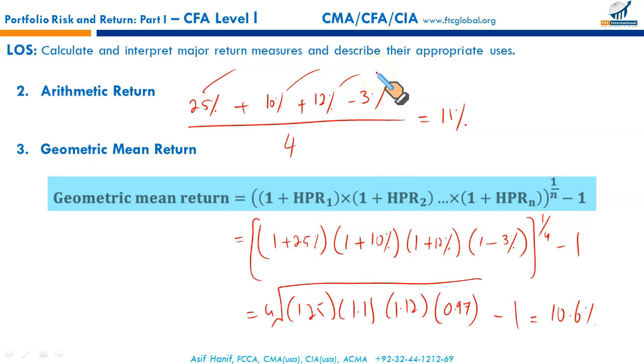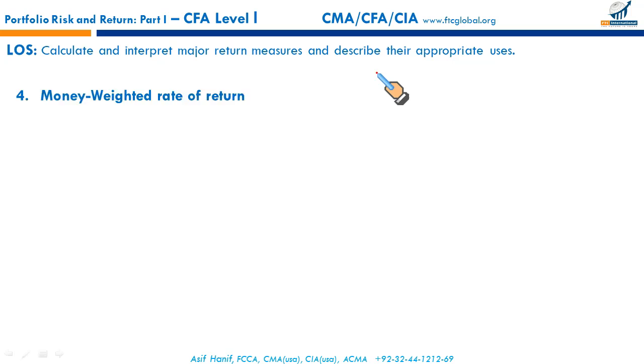An important point that must be remembered that when the periodic rates of return vary from period to period, the geometric mean return will have a value that is normally less than the arithmetic mean return. Now, next, money weighted rate of return.